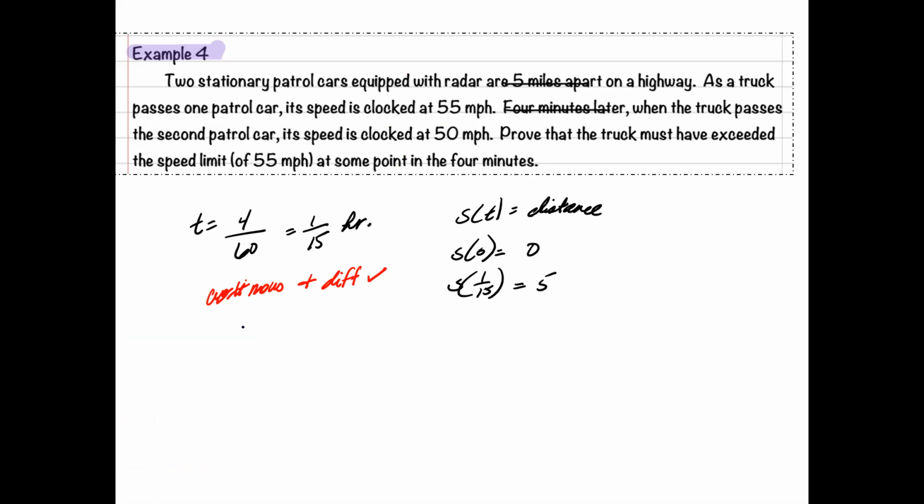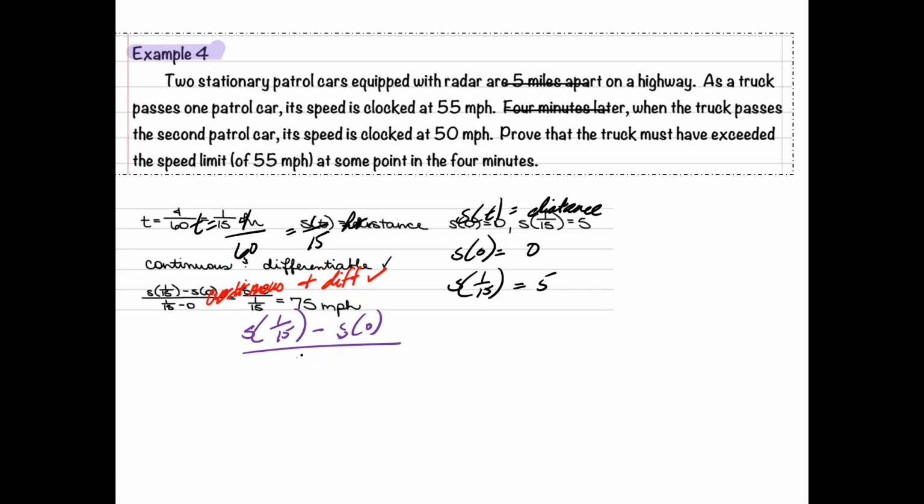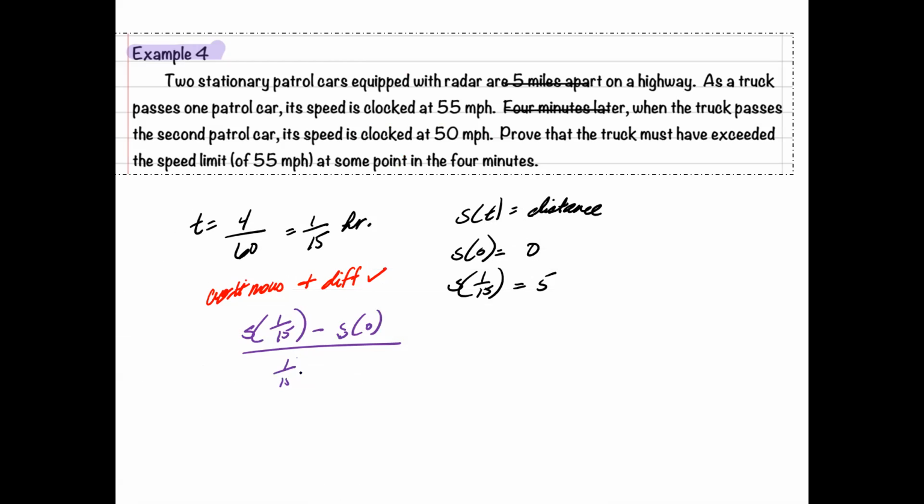So then we're going to go ahead and do S of 1 over 15 minus S of 0, divided by 1 over 15 minus, excuse me, 0, which is going to be 5 minus 0 over 1 over 15, which is the same thing as 5 divided by 1 divided by 15, or times 15 over 1, which is 75 miles per hour.